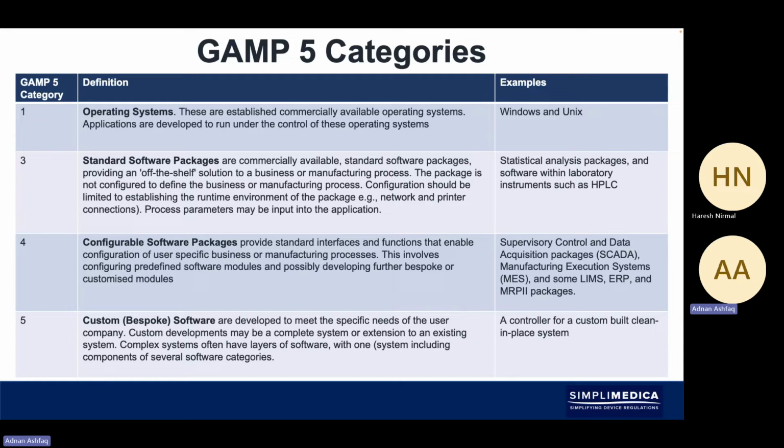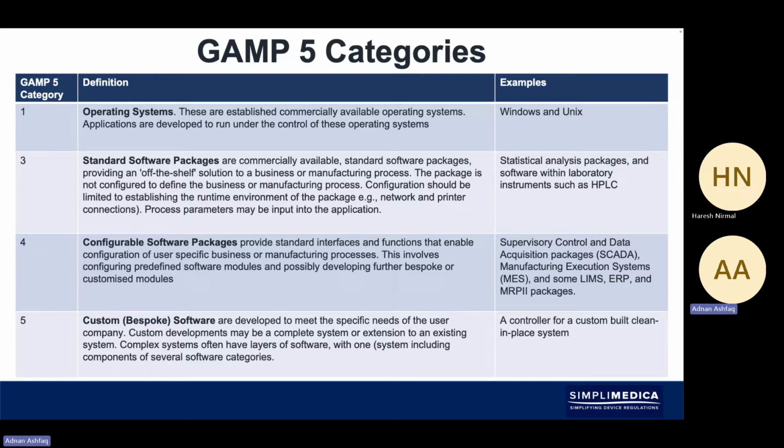Some of the examples here: for GAMP 1 would be operating systems such as Windows or Unix. GAMP 3 is probably one of the most common categories, used for standard software packages which are commercially available off the shelf, such as statistical analysis packages, or any software within lab instruments such as HPLC. And then configurable software packages would be GAMP 4, where you might have things like SCADA, LIMS, or ERP packages, which are used for manufacturing resource planning.